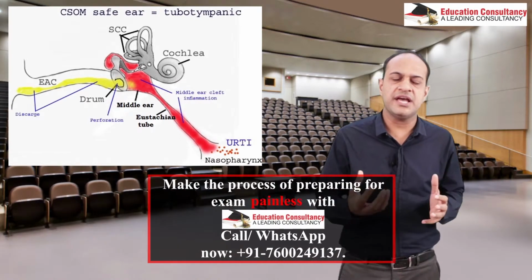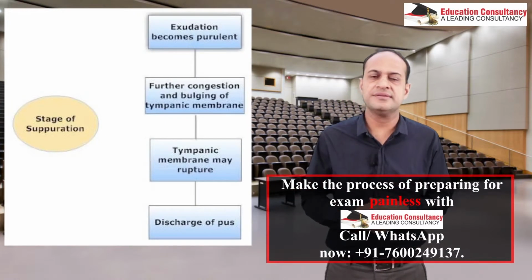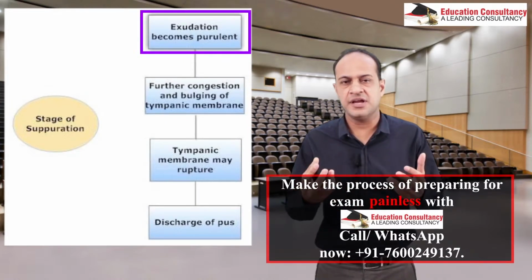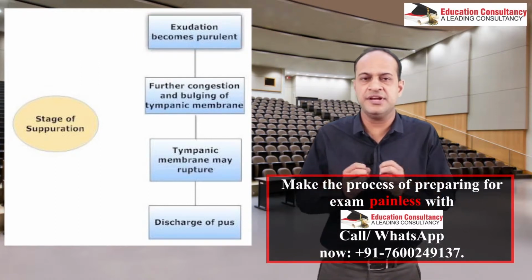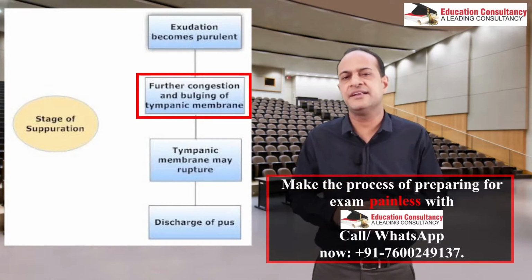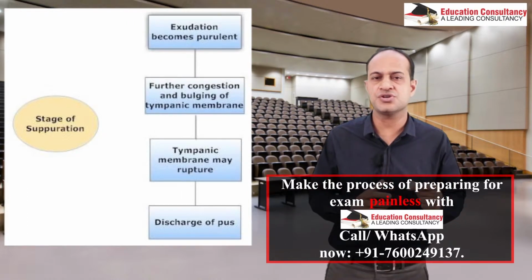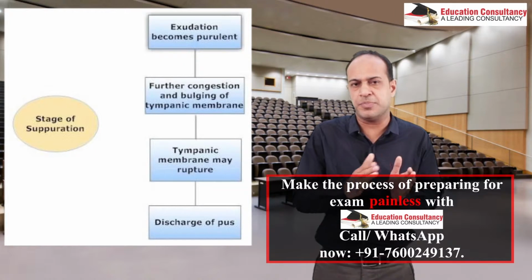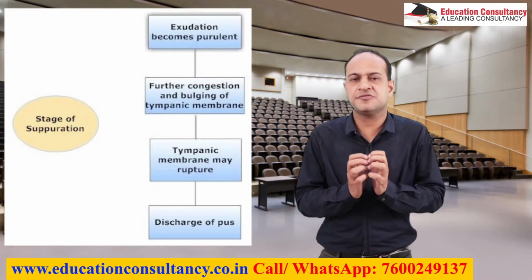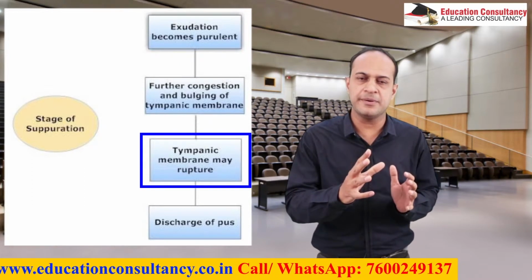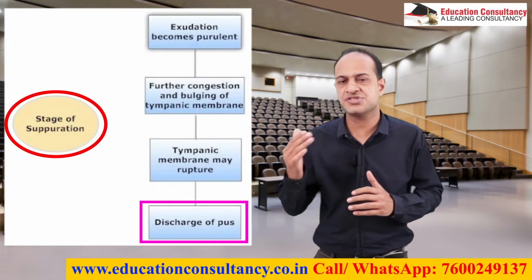In the body, whenever any fluid remains collected in a cavity, it gets infected. So this serous fluid starts getting infected and forms pus. Whenever pus forms in the body, it creates a lot of pressure and leads to very severe, excruciating pain. This is the stage of pre-suppuration, also called part of ASOM, acute suppurative otitis media. Once this pus is formed, it perforates the tympanic membrane and the pus comes out from the ear canal. This is the suppurative stage of otitis media.